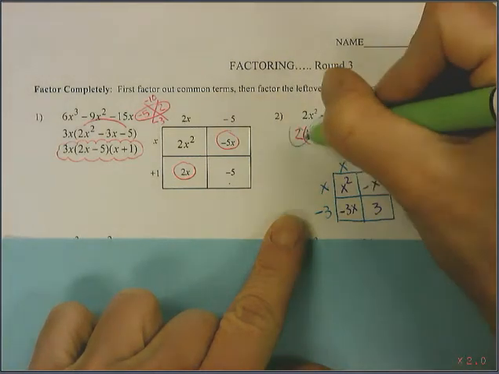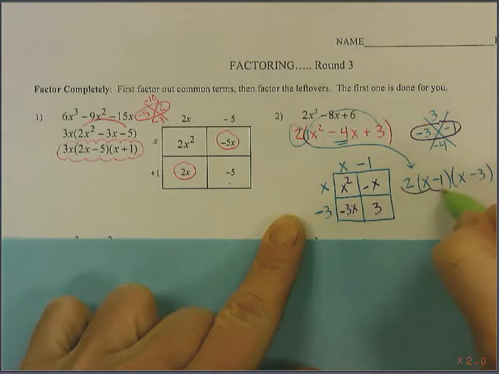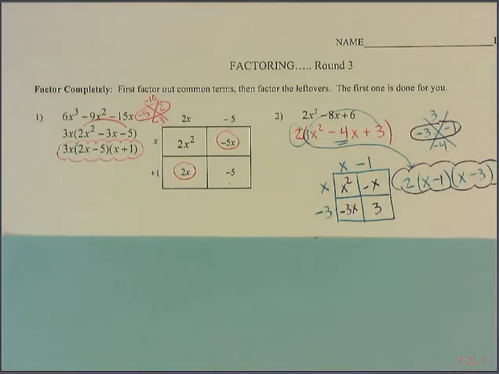And don't forget to bring this GCF down. It's a common mistake on the test. Okay, so factored completely. Okay, so that's number 2 done for you.